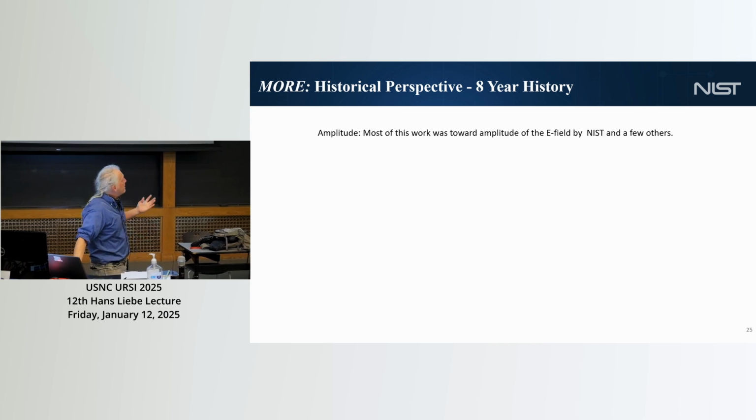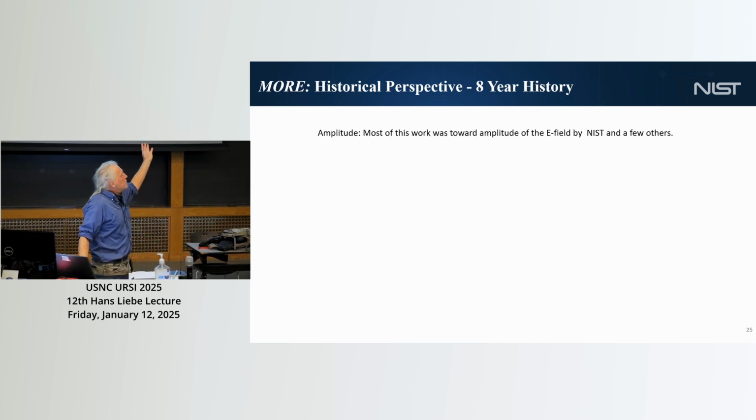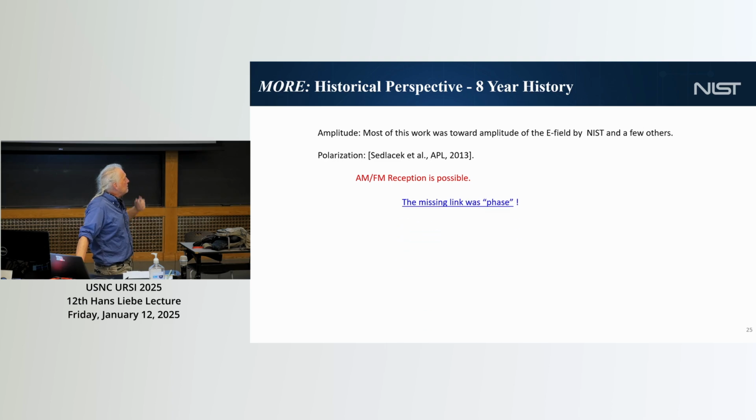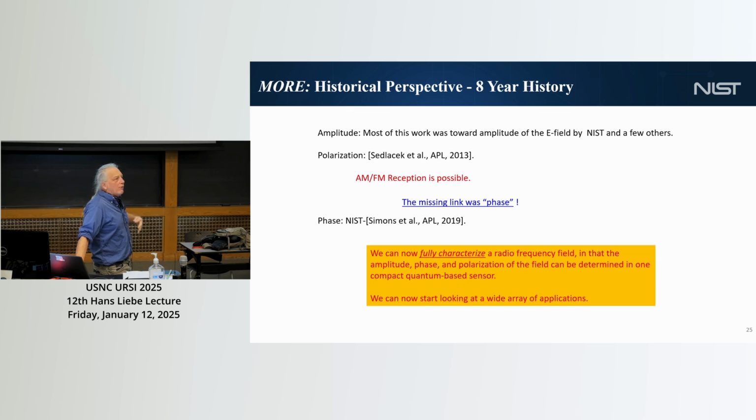More of a historical perspective, up until about 2018, most people were doing just amplitude field measurements because we could not figure out how to do phase yet. There's some groups looking at polarization, and from that we could do AM and FM modulated carriers we could pick up very easily. The missing link was phase, and about 2019 we figured out how to measure phase. We put out a paper. Now we can fully characterize a signal. We do amplitude, phase, and polarization in one compact vapor cell.